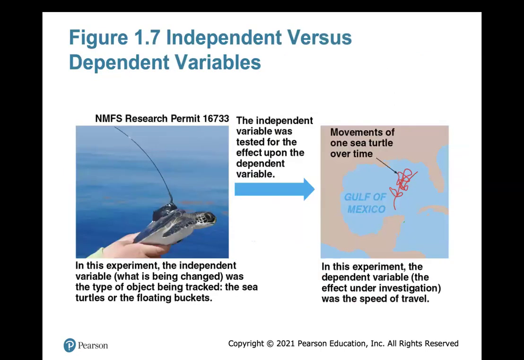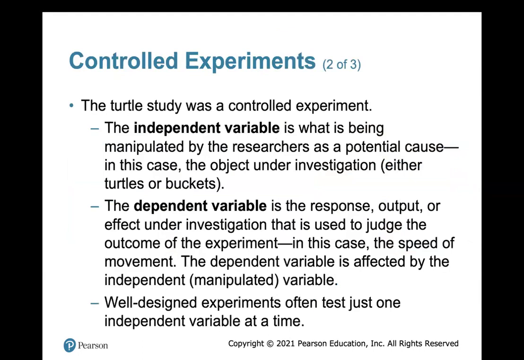The independent variable was tested for the effect upon the dependent variable. The independent variable, what is being changed, was the type of object being tracked, the sea turtles or the floating buckets. And in this experiment, the dependent variable was the speed of travel. And that little red squiggly line shows the movements of one sea turtle over time.